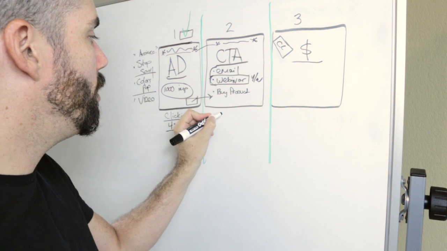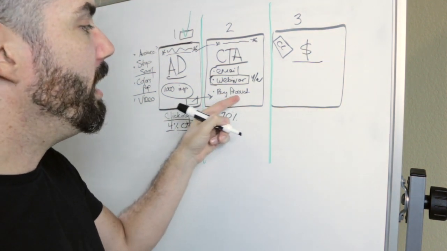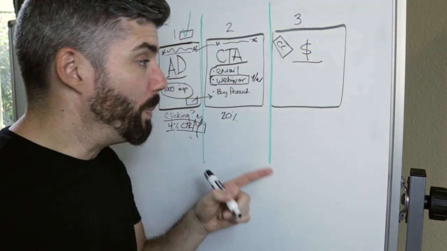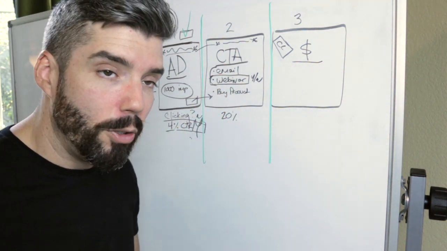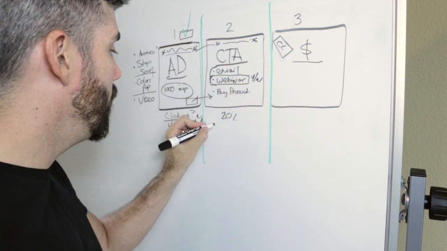So on the low end, if we're talking about an email like a webinar registration, the conversion rate on this page needs to be a minimum of 20%. Now, if it's e-commerce, if you're trying to get a straight sale, it's going to be much, much, much lower in most cases.